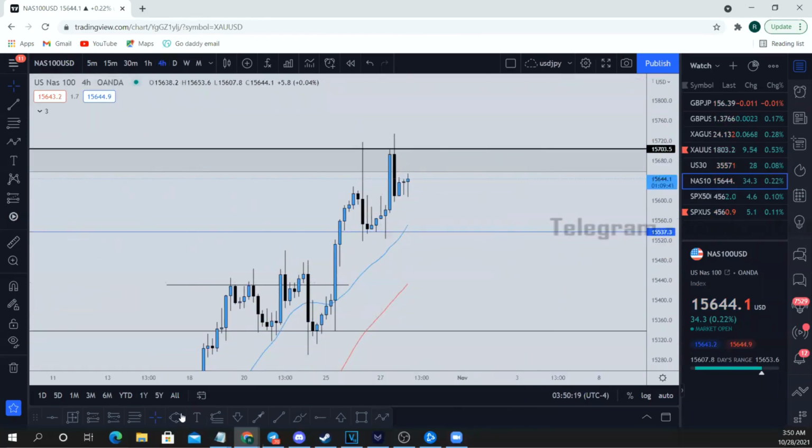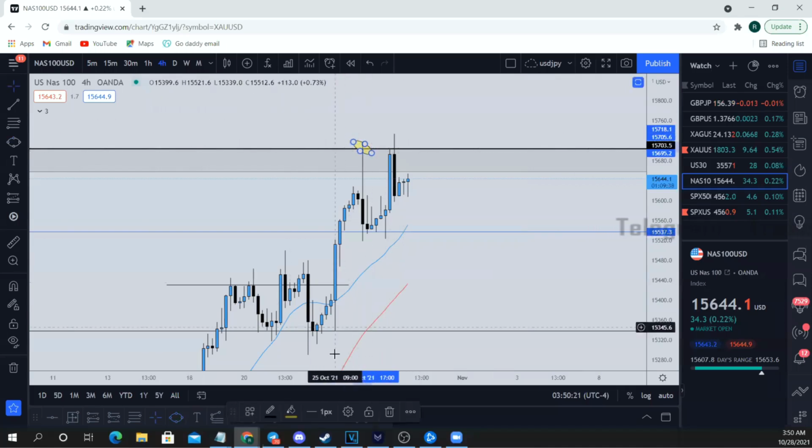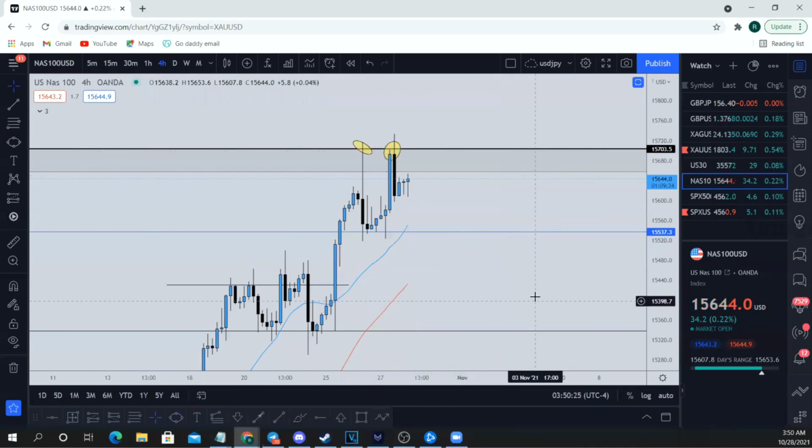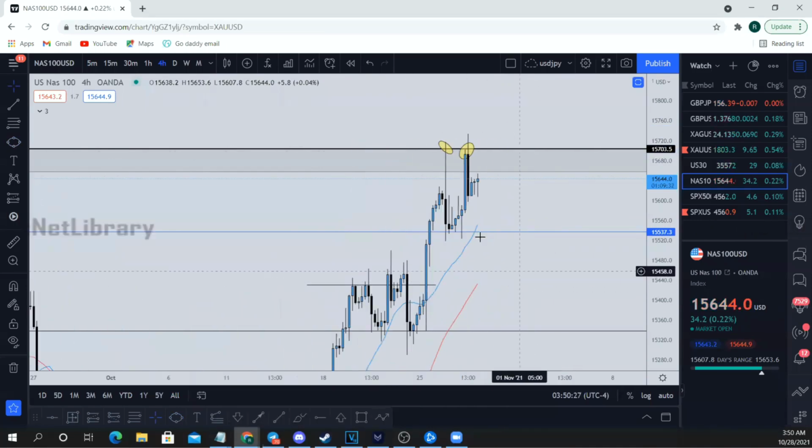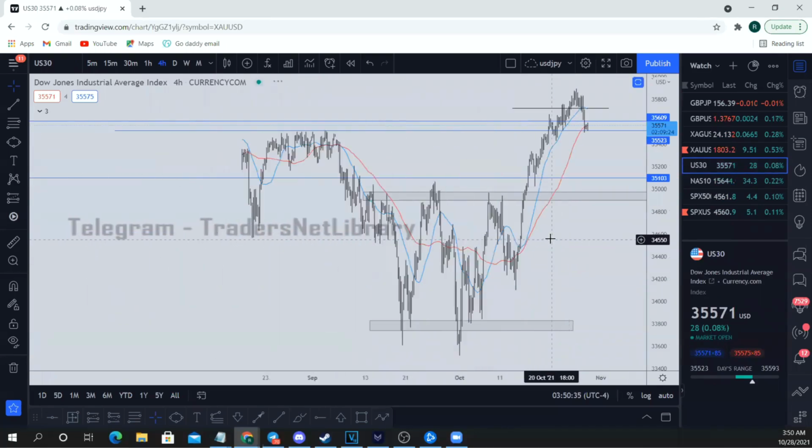Also, there's been already 2 rejections of the highs. So I'd like to see how this plays out here as well on NAS. If I were to look to go short, I'd probably look to take price at 15,536.